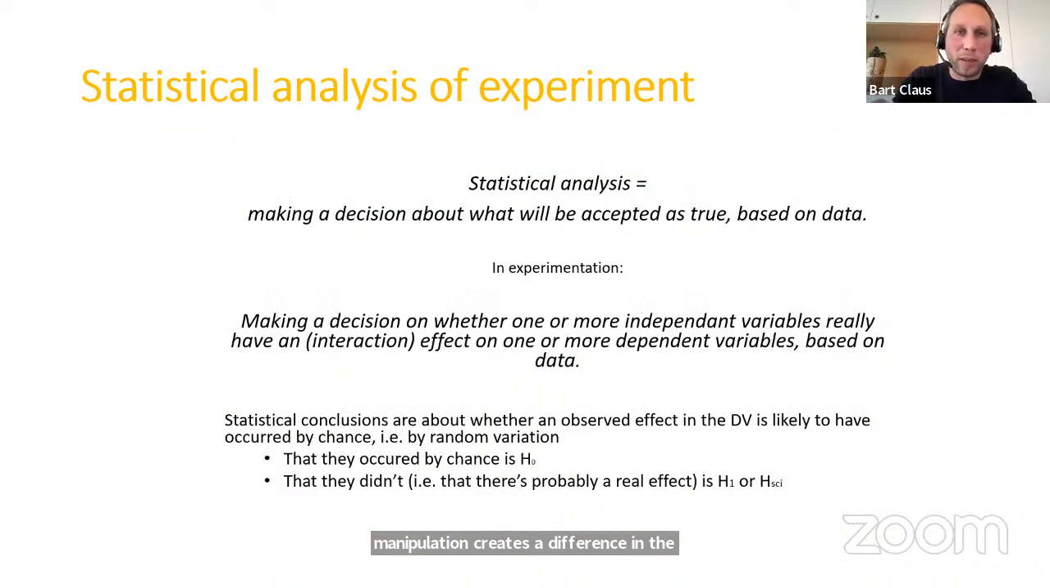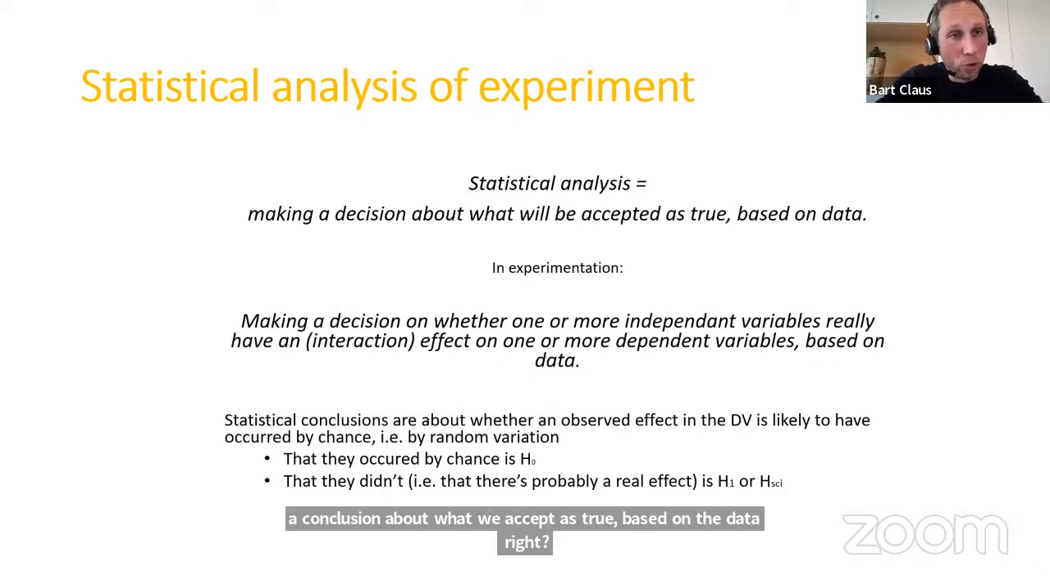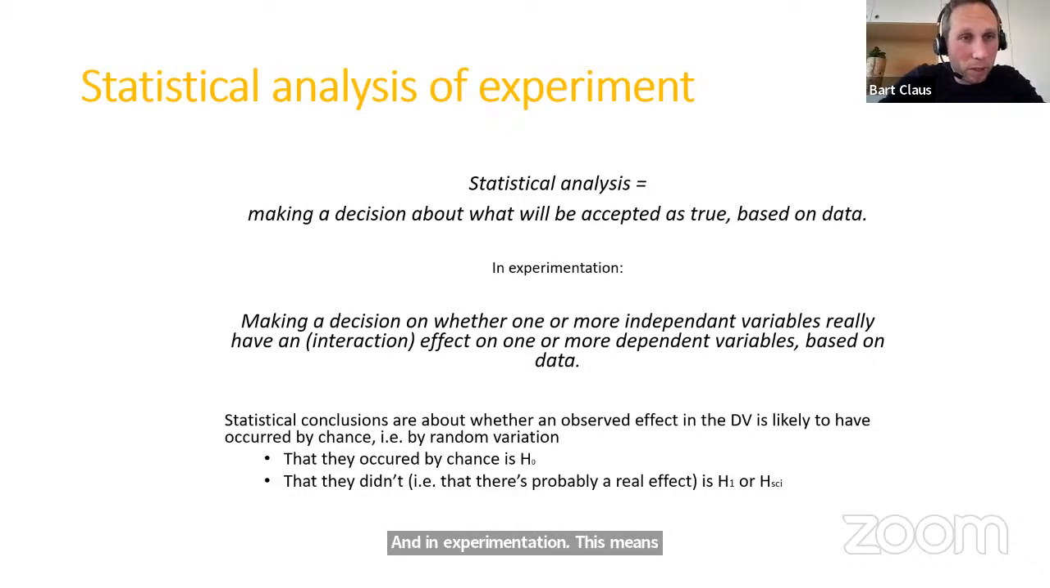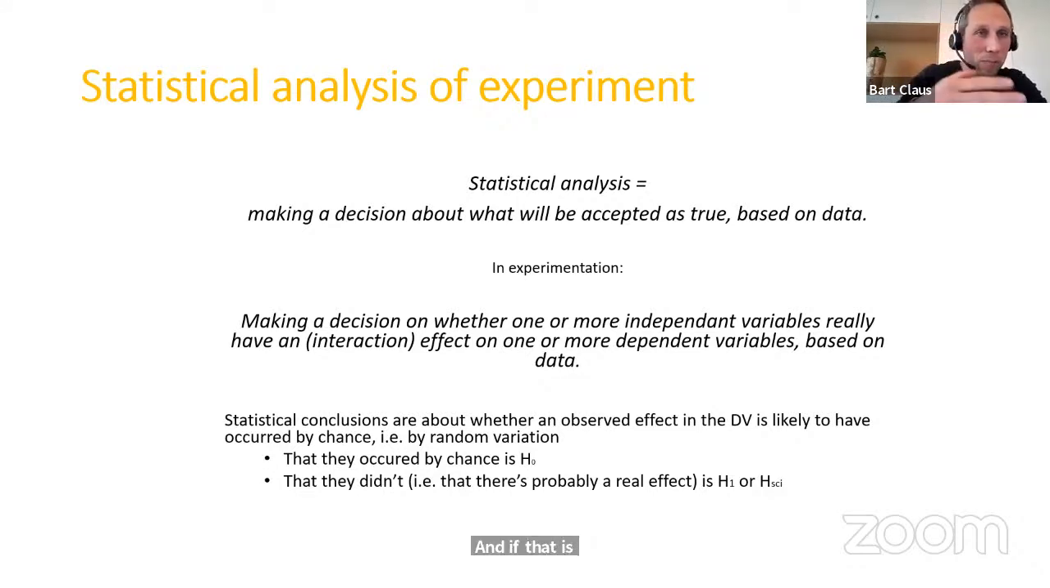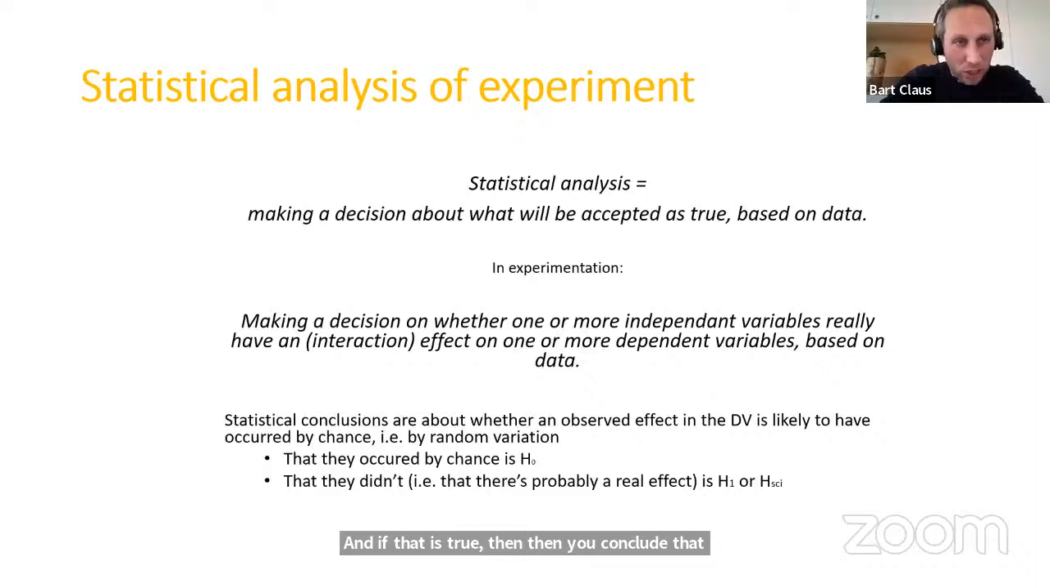Now, to analyze that difference, we use tests to come to a conclusion about what we accept as true based on the data, right? And in experimentation, this means concluding whether your independent variable or your manipulation created an effect, a difference in the dependent variable, right? And if that is true, then you conclude that any difference in the dependent variable is not due to chance, but it is due to that manipulation, right?